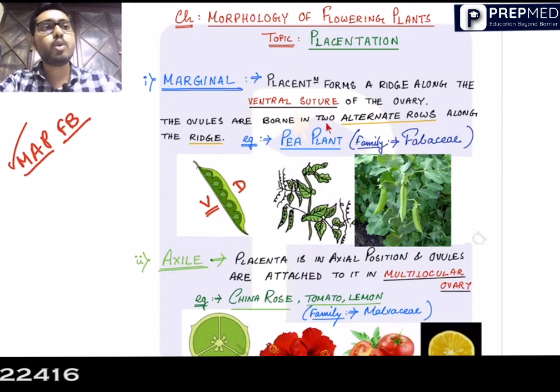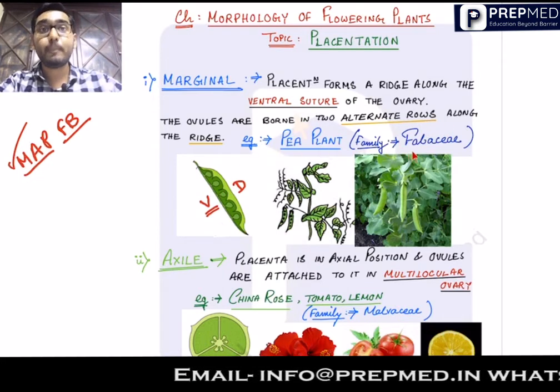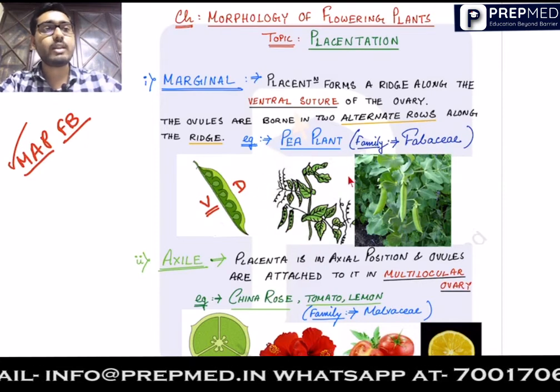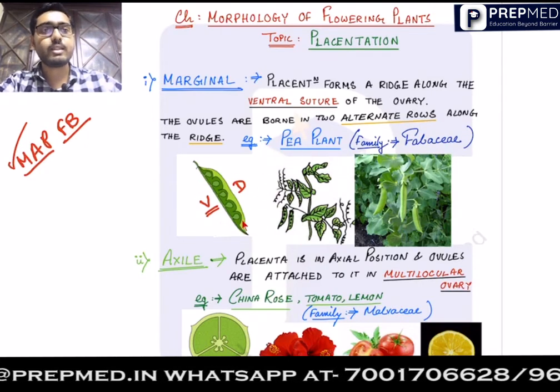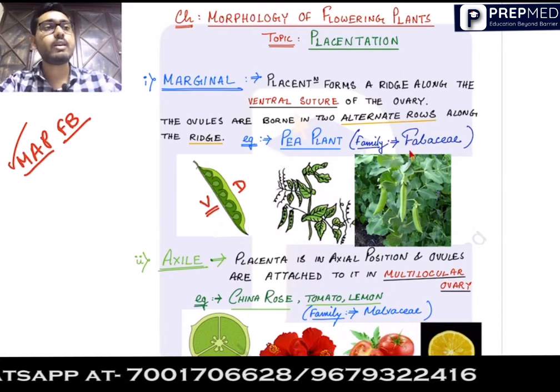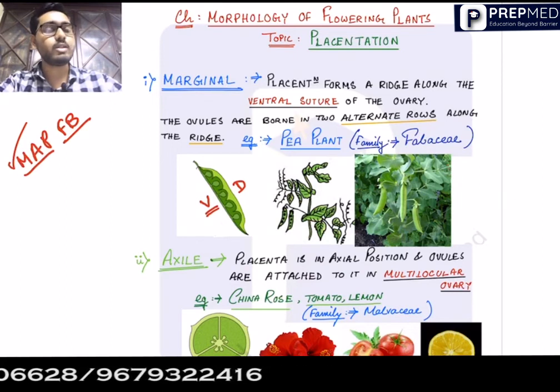The ovules are borne in two alternate rows along the ridge, which would be seen if this had been opened up for you. The example is from the family Fabaceae, and it's the pea plant. This is the diagram given in the NCERT book showing marginal placentation in pea plant, and this is the real picture from Google images.